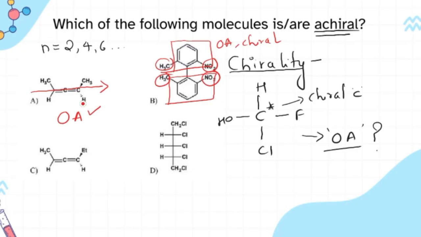Now, let's apply the same rule we have used. The carbon is attached to two different groups. The other carbon is attached to two different groups and they will be out of plane. Therefore, this also will be optically active.